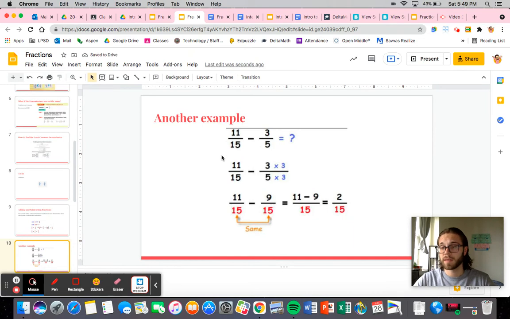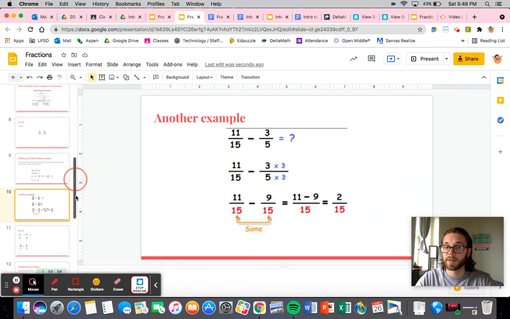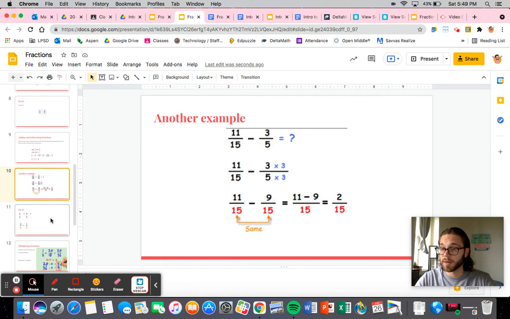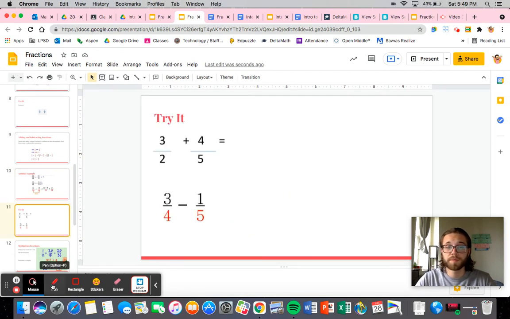Another example, in terms of subtraction. Again, they're the same thing. They just need the same denominator. You need to get a common one, so in this case, it's 15. Multiply, subtract just the numerators. Do not touch the denominators. You do not subtract the denominators. It's saying I have 0 parts, right? That doesn't make any sense.